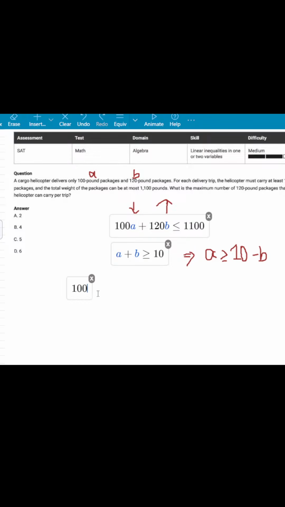So we'll write it as 100 into whatever we got for A here. Sorry, A should be greater than equal to 10 minus B, the minimum value. So we put it here.